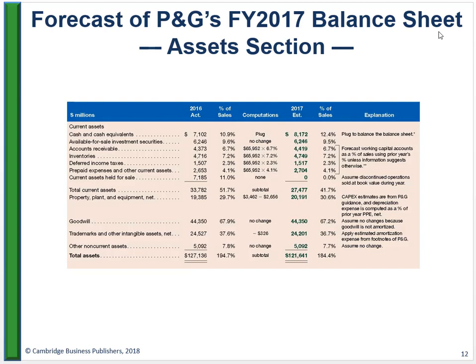Okay, so now we're down to total current assets, property, plant, and equipment. We do the same thing with property, plant, and equipment. And the explanation that our authors give us here is that CapEx estimates are from P&G guidance, and depreciation expense is computed as a percentage of prior year PP&E. Assume no changes because goodwill is not amortized. Apply estimated amortization expense from footnotes of P&G. Assume no change. Okay, so that's a lot.